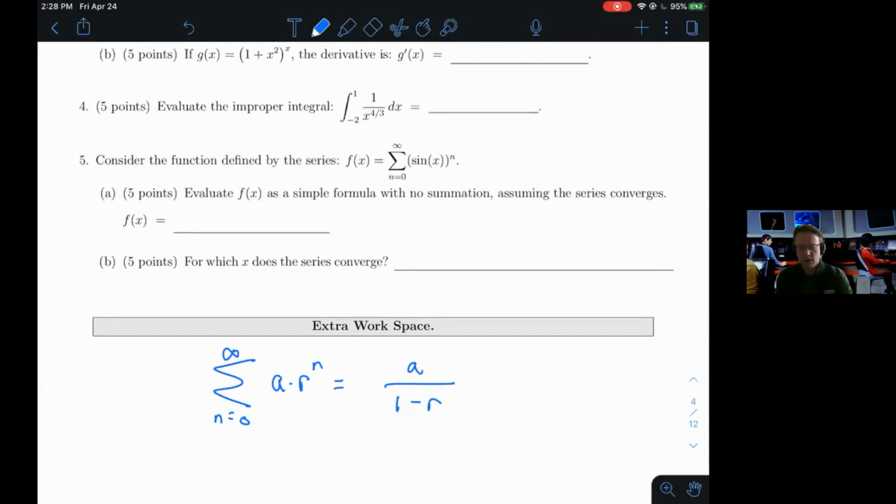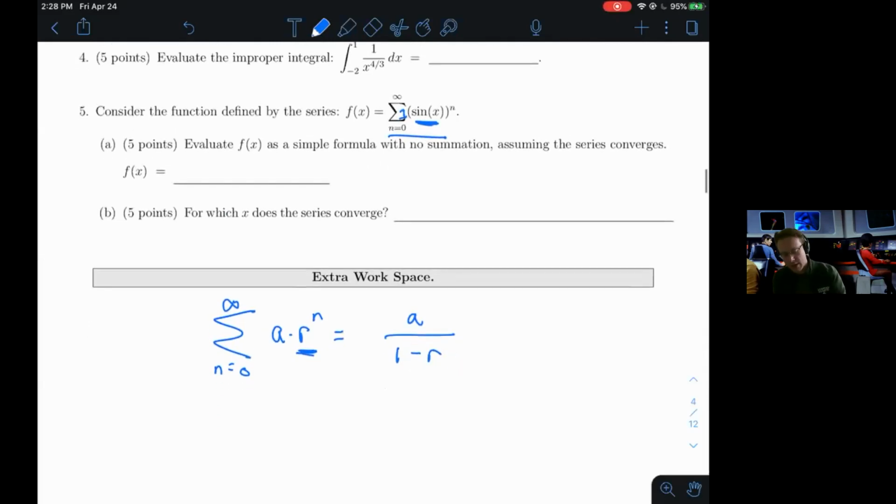The condition is that the absolute value of r should be less than 1. In this case, notice that r is now sine of x. The thing being raised to a variety of powers of n is sine of x. And for our a, you could just put a 1 out here. So we can rewrite it as the sum from n equals 0 to infinity of 1 times sine of x raised to a bunch of powers. This is going to be equal to 1 over 1 minus sine of x.